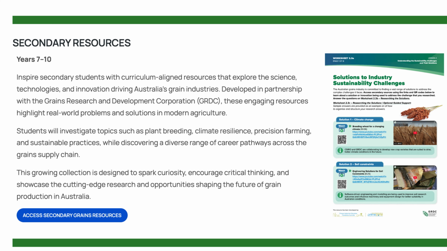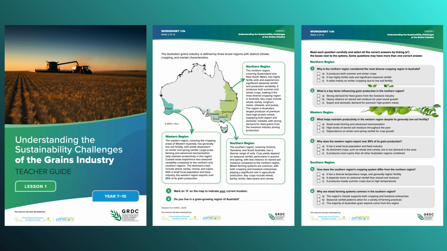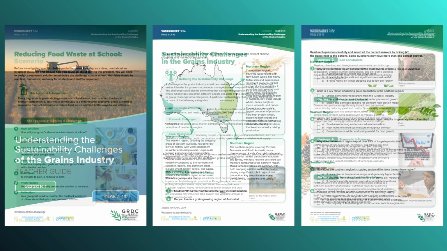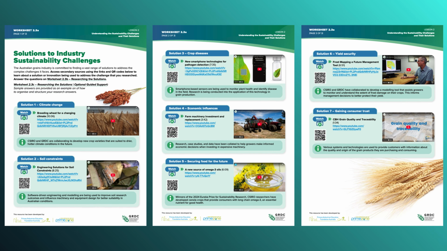Secondary teachers can find an area packed with rich inquiry-based resources. The newest is the Sustainable Solutions Solving Australian Grains Industry Challenges. Lesson 1 lays the foundation for the series, exploring grain regions, crop types, and sustainability. Students begin with a school-based challenge, like reducing waste, before applying this problem-solving technique to the grains industry issues. Lesson 2 dives deeper into sustainability challenges and introduces innovations, technologies, and real Australian case studies tackling these particular challenges.